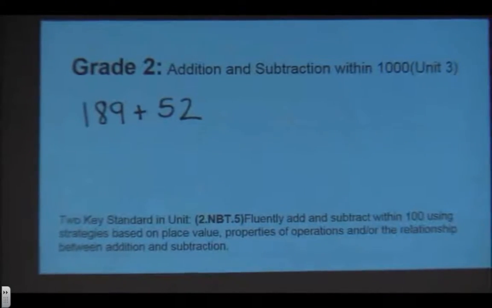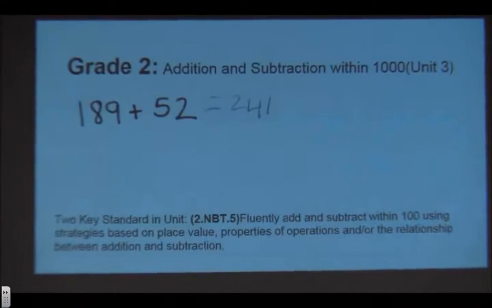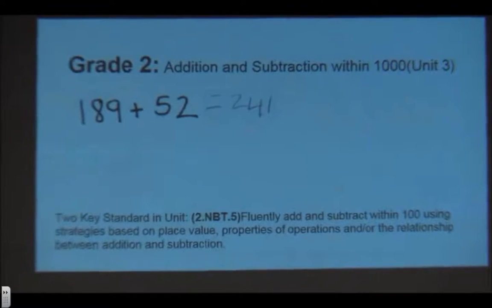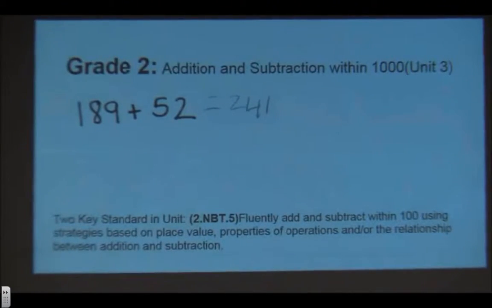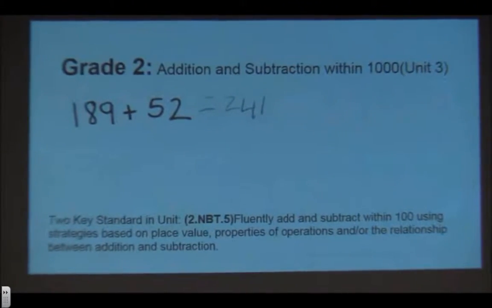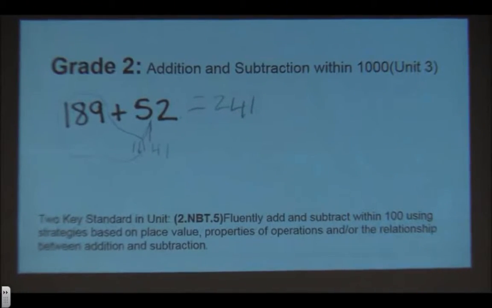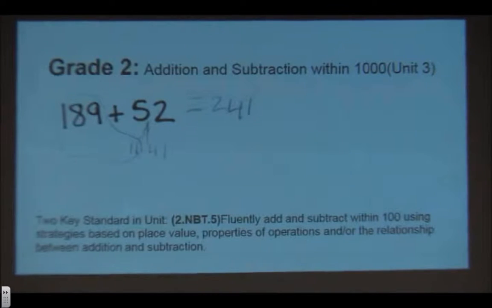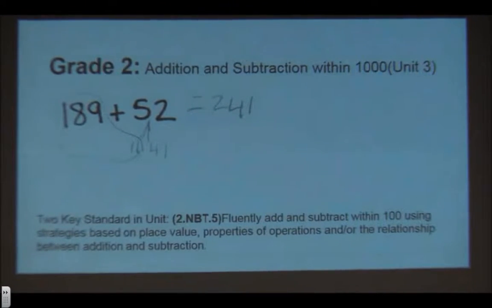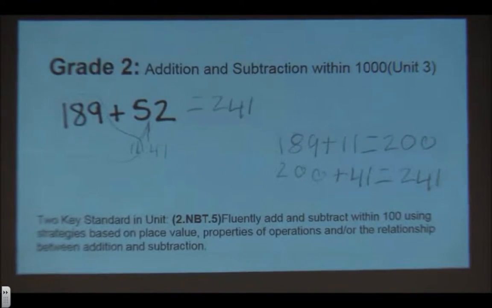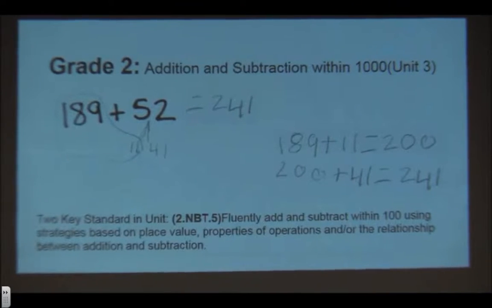241. How did you do that? How did you figure that out? First, I made a number bond out of 52, 11, and 41. And then I did 189 plus 11 to equal 200, then 200 plus 41 to equal 241. Awesome, thanks, Jason.